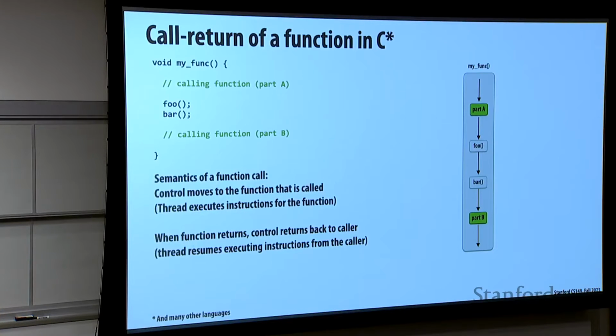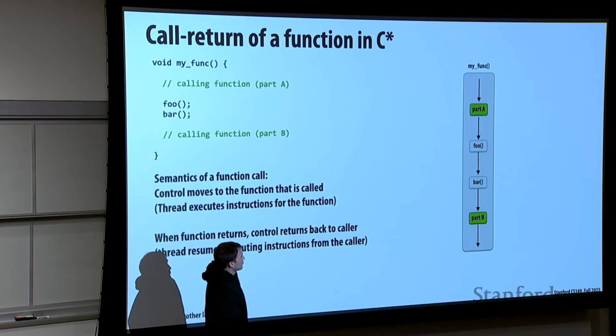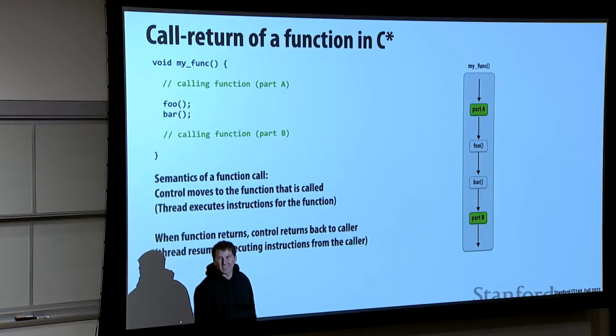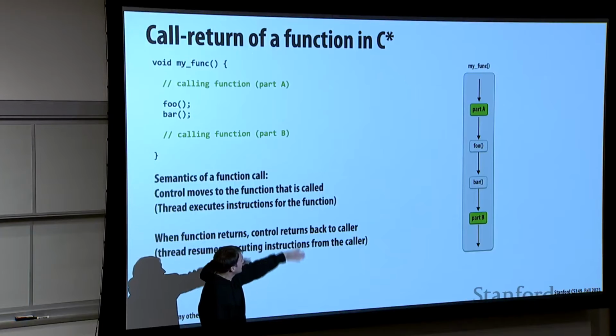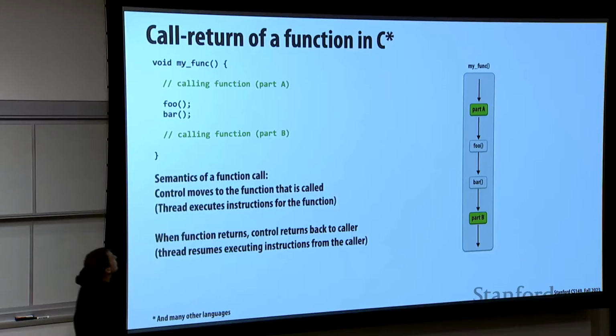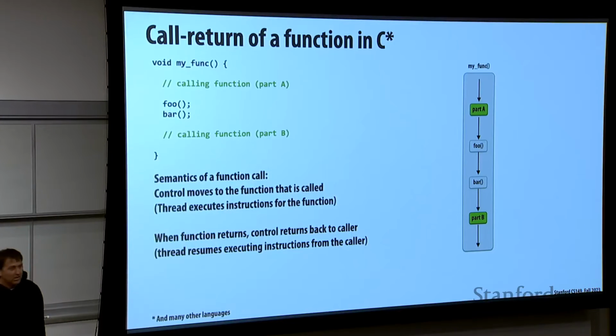So here's an example, my function, that calls foo and bar. And I'm starting to adopt this illustration here on the right, which illustrates the stack or the sequence of execution of this thread of control. So in this thread of control, there's part A, the part of my func before the call to foo. Then there will be the execution of foo, then the execution of bar, and then everything after bar. That's just normal C function calls.